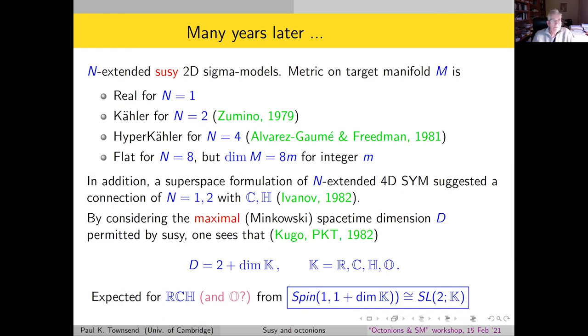Essentially my introduction to this whole idea was when I went to Japan, I think it was in 82 or thereabouts.